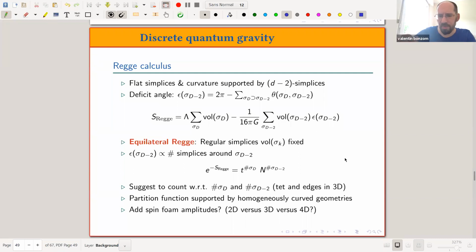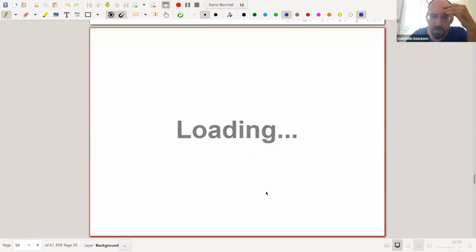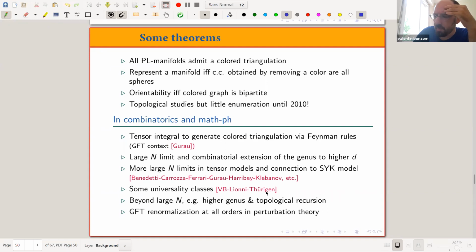So this suggests, if you think about the Regge action in terms of equilateral objects, you have a coupling T to the number of d-simplices and a coupling to the number of (d minus 2)-simplices, which accounts for the curvature term with deficit angles, and the volume part, roughly. So it suggests counting our objects with respect to the number of simplices, which in the dual are vertices, and the number of (d minus 2)-simplices, which in the dual are bicolored cycles. There are some theorems about those objects, but maybe I will skip this.